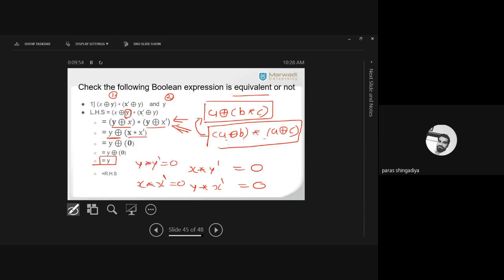Okay? So here I put x star x dash, that is equal to the 0 element. That is a 0 element, not equal to 0. So now we get the form y ring sum 0. So what does y ring sum 0 mean?